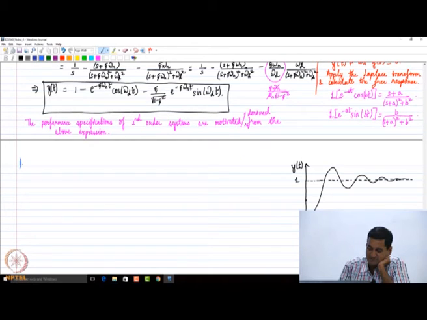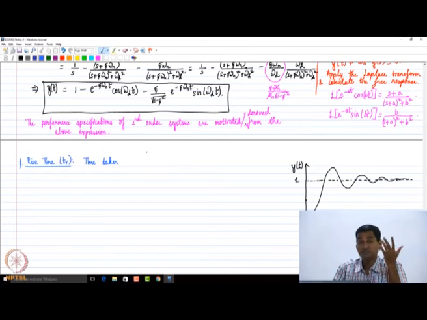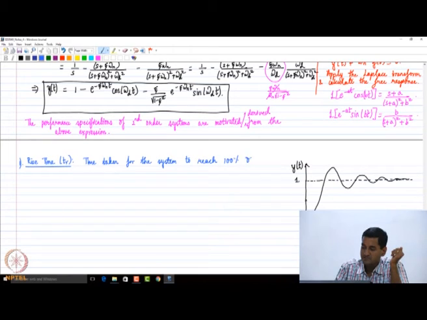The first performance specification is what is called the rise time, TR. So what is the rise time? It is the time taken. Of course, it really depends on how it's defined. As far as we are concerned, we will define it in this way. It's the time taken for the system to reach 100% of its final value for the first time.